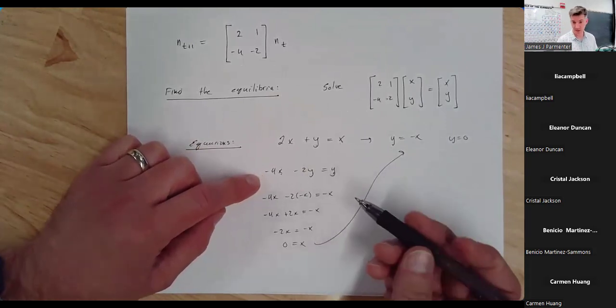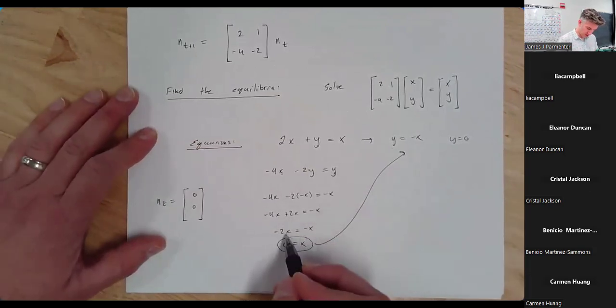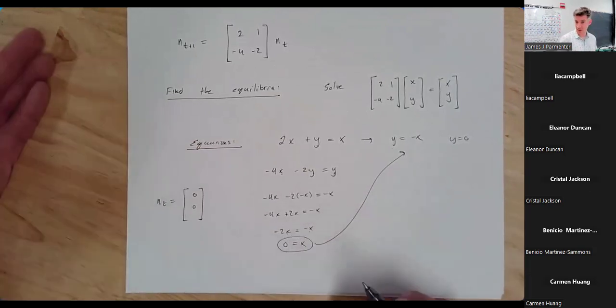So no, we don't get x equal to 1. We definitely get x equal to 0. And if x is 1 here, you get -2 equal to -1, which doesn't work.